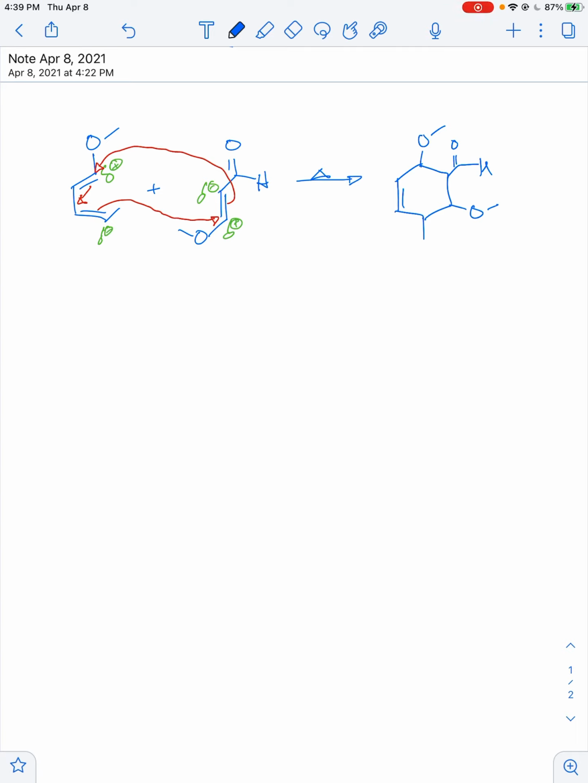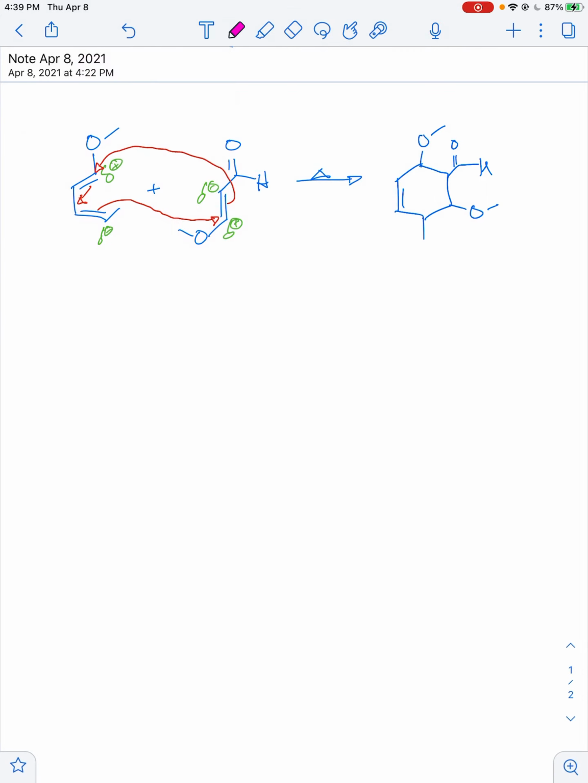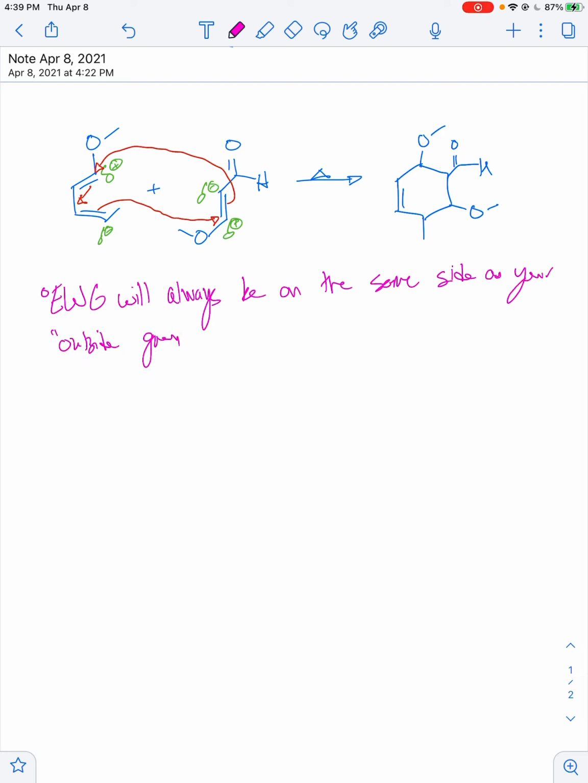Next, we'll take a look at the tougher part of Diels-Alder reactions, the stereochem. So one important thing to keep in mind with stereochem is that your electron withdrawing group will always be on the same side as your outside groups for the endo, more favorable product.